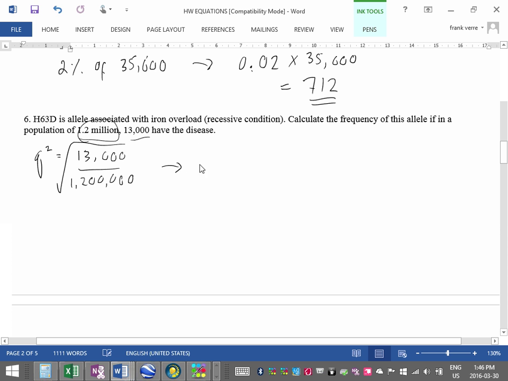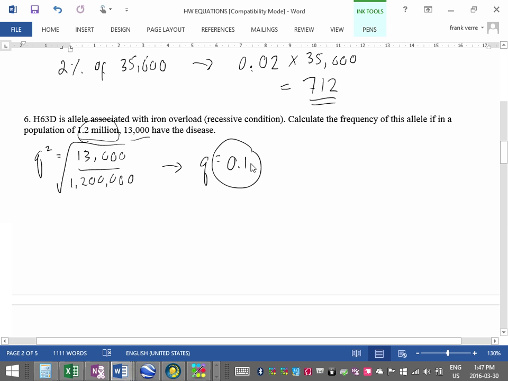How many zeros are there? 6. Okay, I always just say billion. Okay, so what's Q? 0.1. So the allele frequency is 0.1, or sorry, 10%.